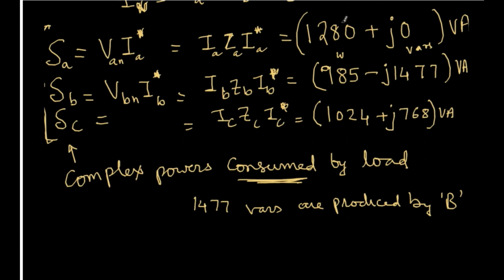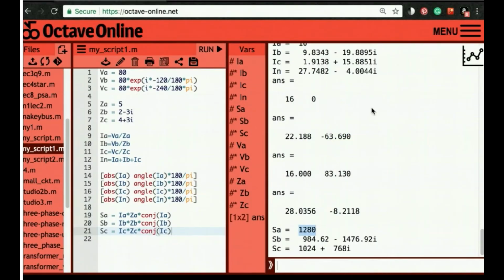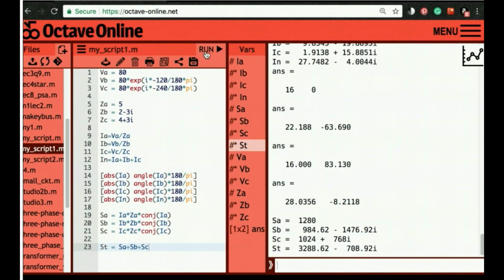So actually, if you see the A phase, B phase, and C phase, you notice that there is a net reactive power generation. So if I just total all the powers, the total load demand. So let's do that. I can write it here: S total or ST is SA plus SB plus SC. That is the total complex power supplied to the load or consumed by the load. It is 3288, here you can see it, or I'll round off to 3289 and 709.